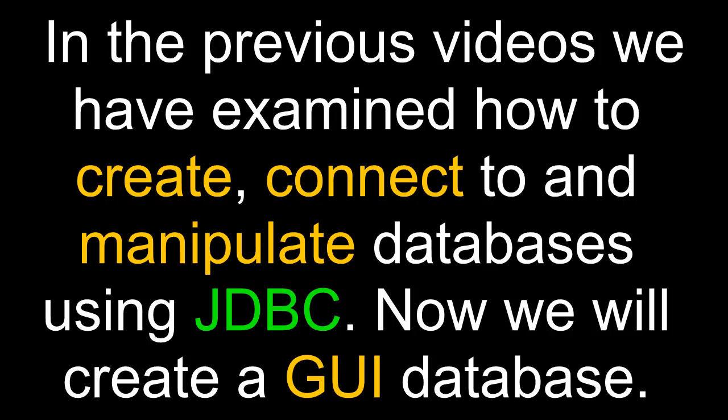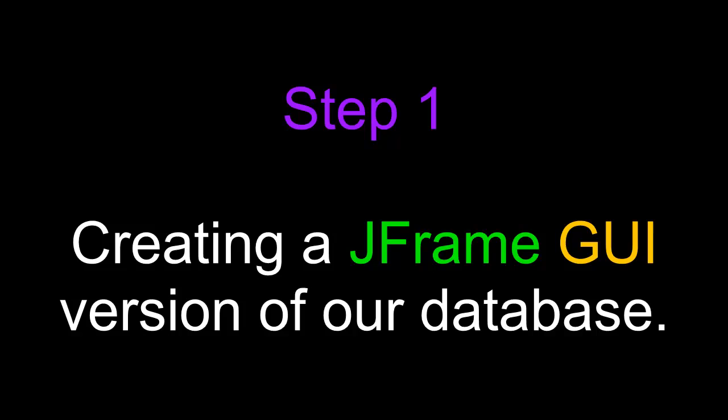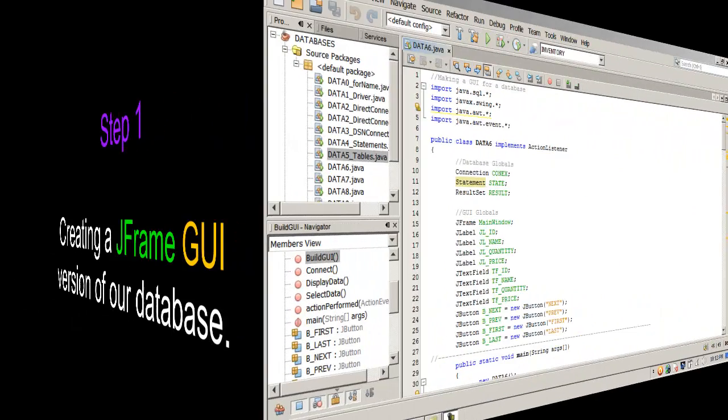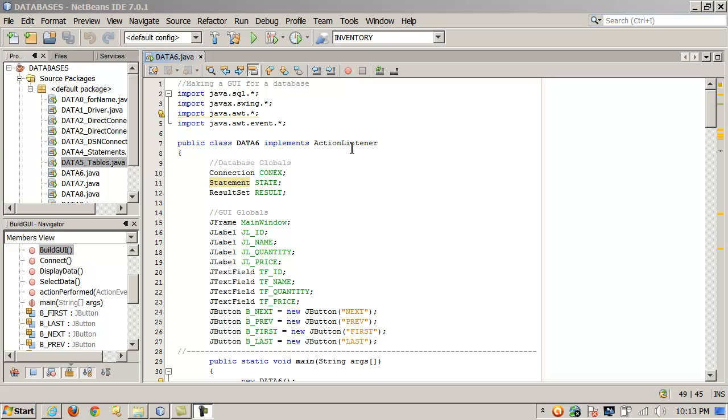In the previous videos, we have examined how to create, connect to, and manipulate databases using JDBC. Now we will create a GUI database. Step 1. Creating a JFrame GUI version of our database. We're continuing to utilize JDBC databases and SQL. And now we're going to look at just creating a very simple graphical interface.